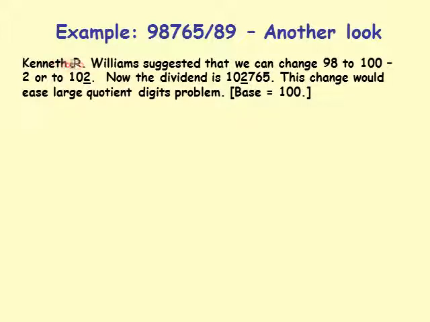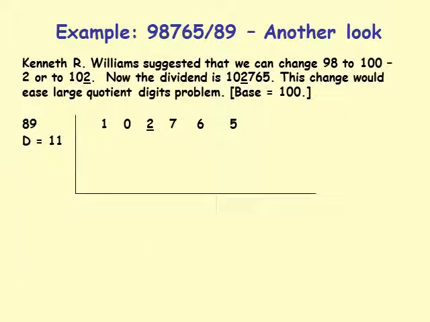Kent R. Williams suggested that we can change 98 to 100 minus 2, or 10 bar 2. Okay, this is negative 2 here. Now the dividend is 10 bar 2, 765. This would ease the large quotient digit problem. This change would ease large quotient digit problems we had when we used a base number of 100. Let's continue here. So this is the problem now.